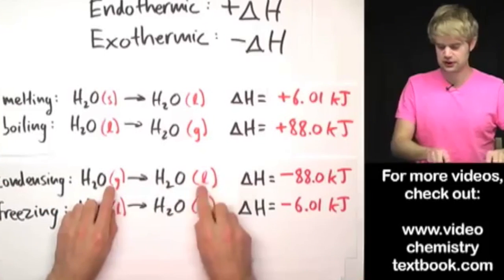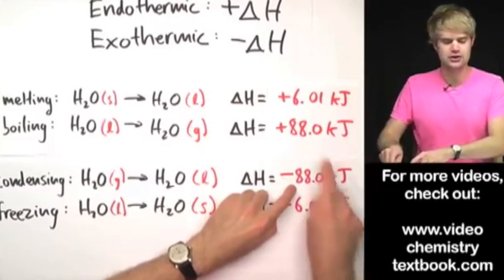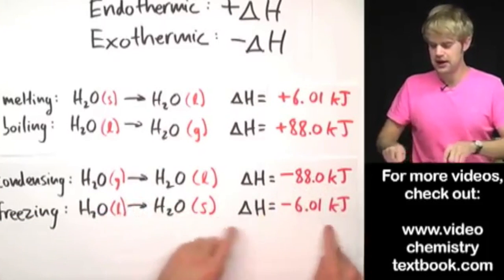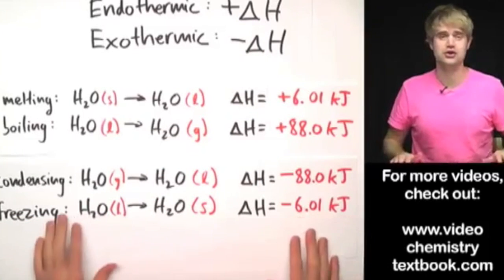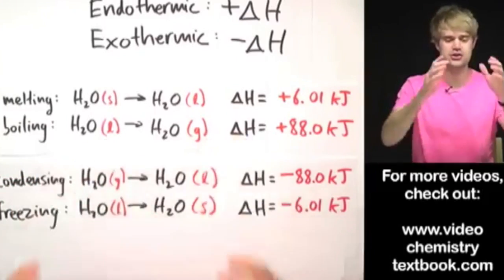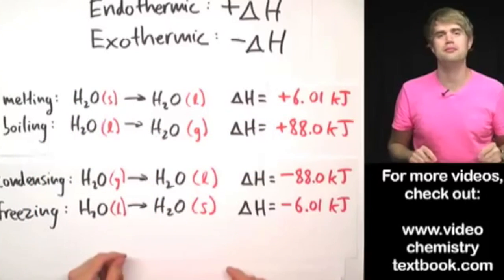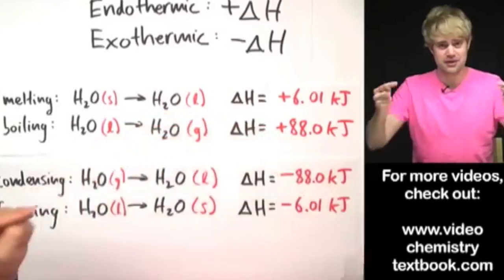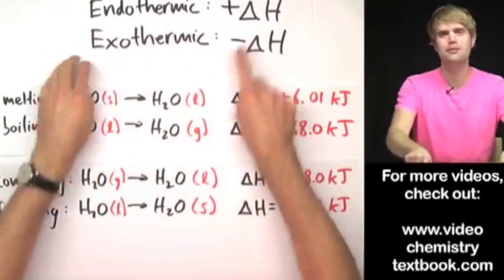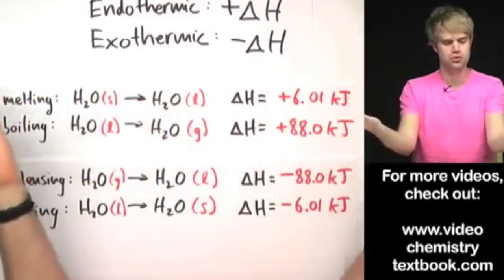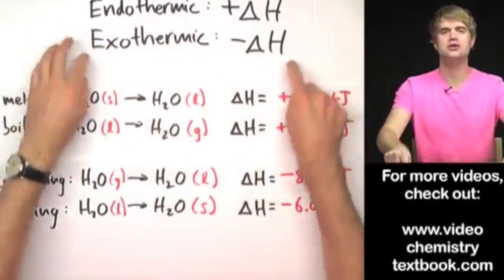Condensing, going from gas to liquid, is a negative delta H, so it's exothermic, and similarly freezing, going from liquid to solid, is a negative delta H as well. So that is how you can tell whether a phase change is an endothermic or an exothermic process. If you're putting heat in from surrounding to system, it's endothermic. If heat is going from system out into the surroundings to cool something down, it is an exothermic process.